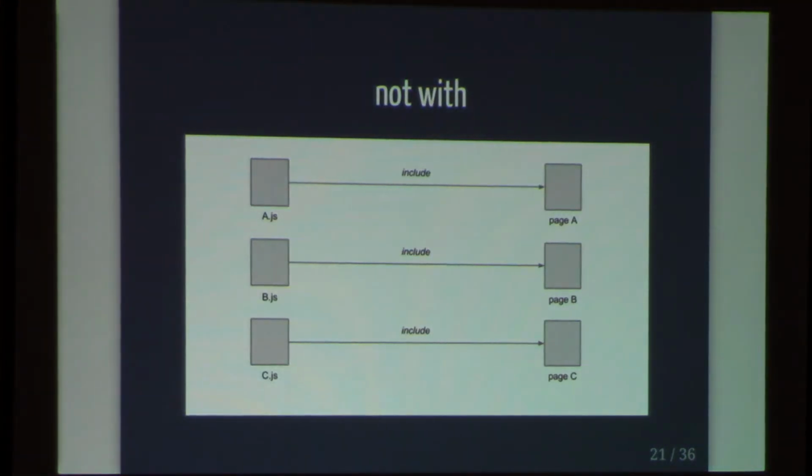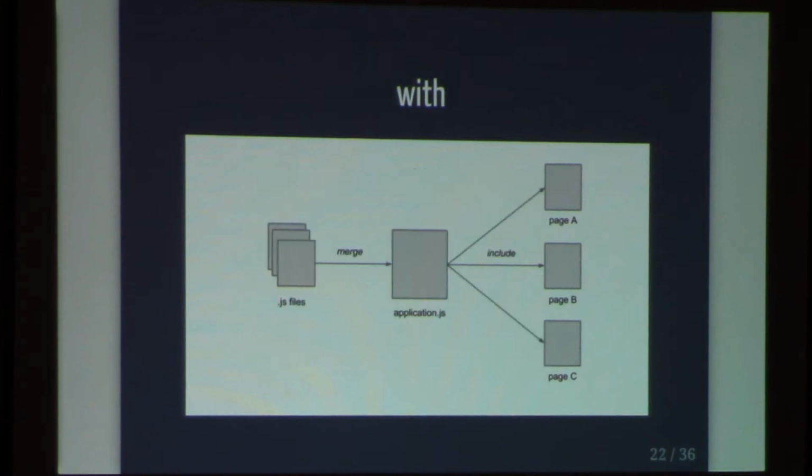But we do not want this. We do not want to selectively include or selectively load JavaScript files, like I will just include A.js on page A, B.js on page B, something like that. We don't want that approach. We still want to have the advantage that the Rails asset pipeline has, which is the merging of JS files.